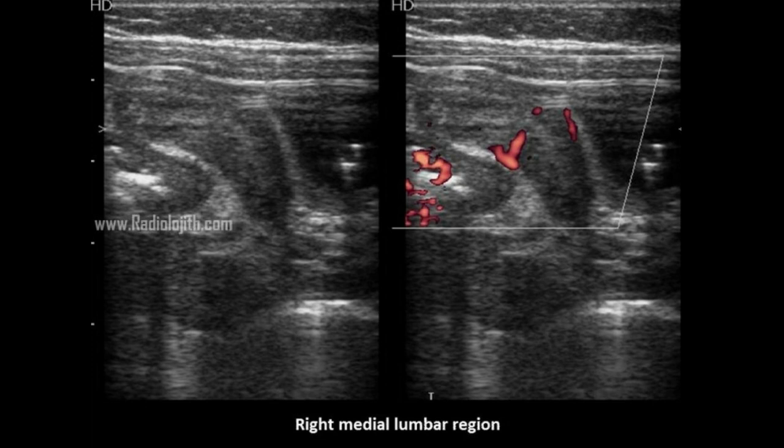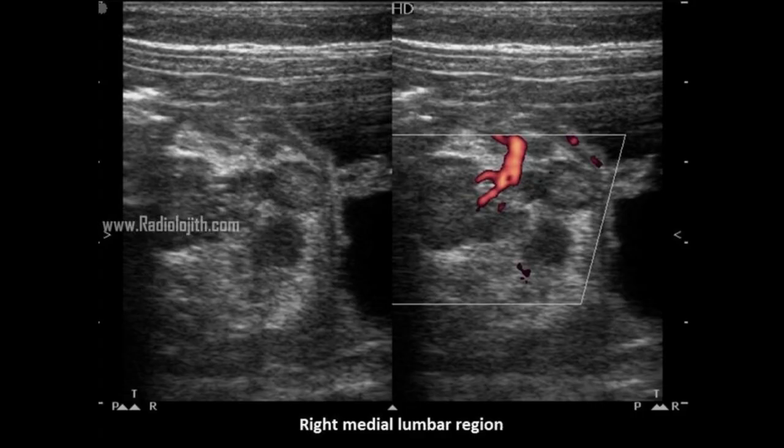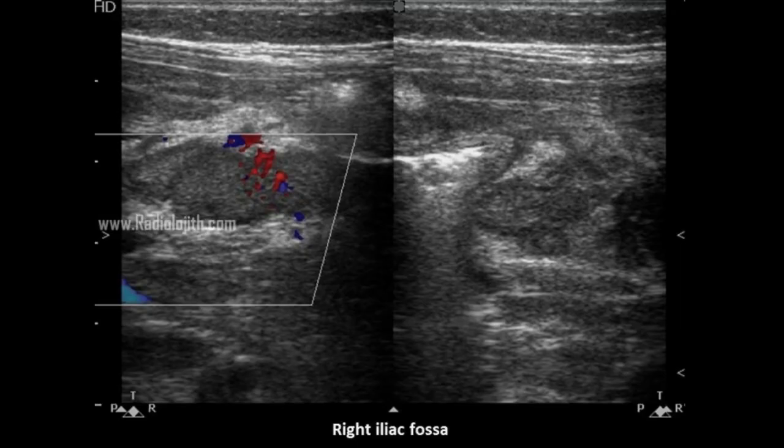This first image is through the right medial lumbar region in longitudinal axis. This second image is the same right medial lumbar region in short axis. This third image is in long axis in the right iliac fossa.